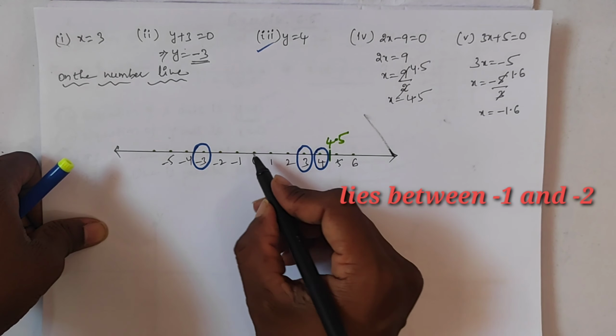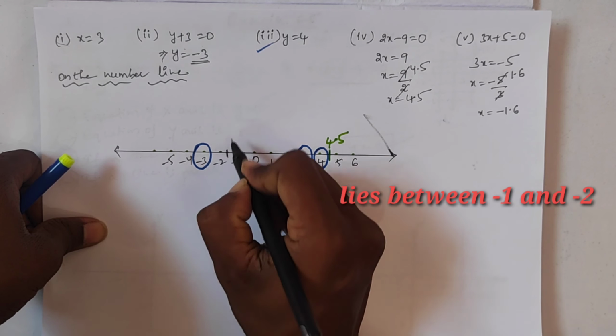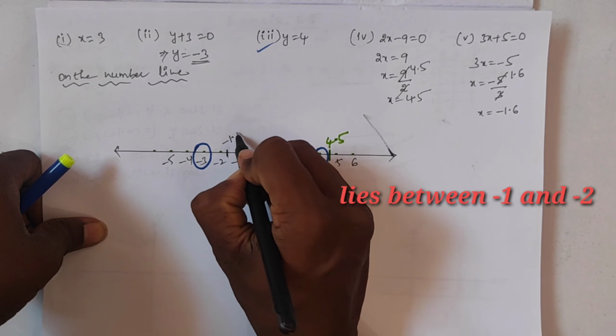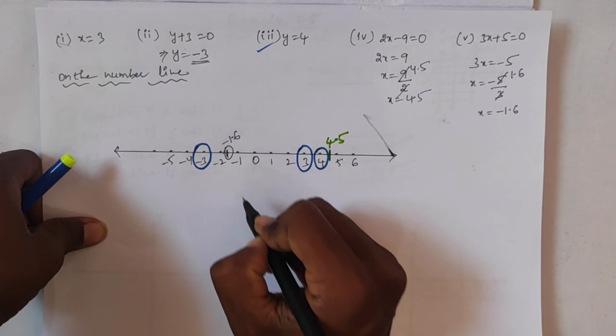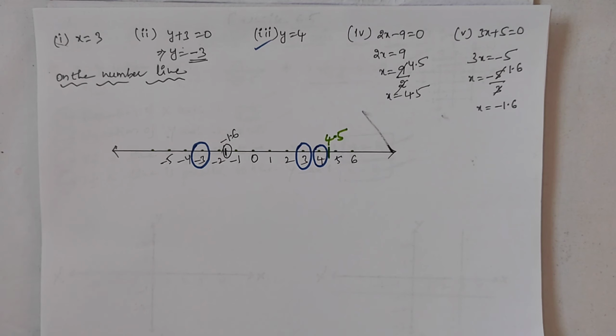1.6 lies after 1.5. So it is minus 1.6. Clear everyone? So this is a simple form of representing on a number line.